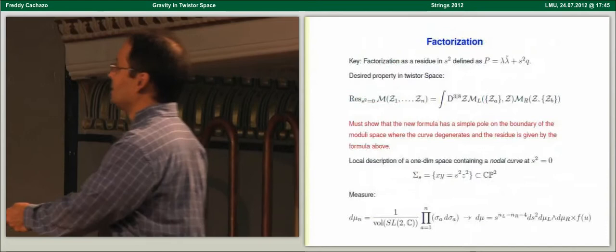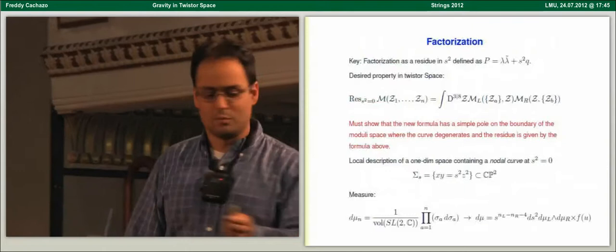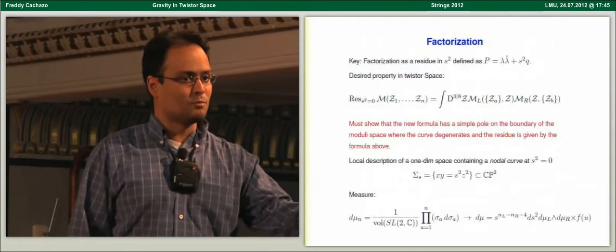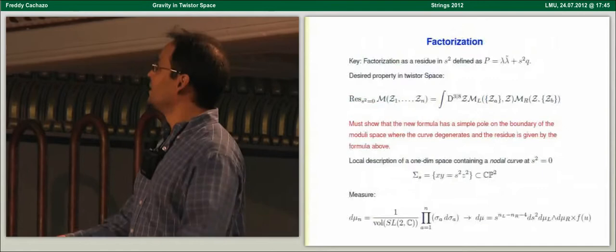So what we need is to work hard and compute what happens to the rest of the formula and show that it precisely produces something that turns this into 1 over s squared, a simple pole, and then show that the rest produces the factorized amplitude. Well, as you can guess, given that Matthias told me that I have 0 minutes left, that's an exercise for you.